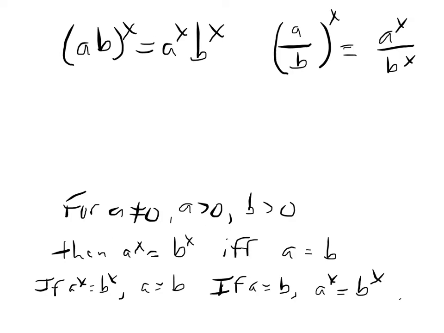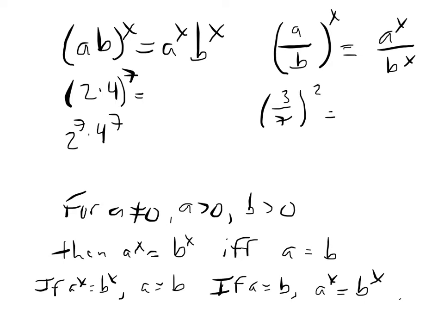Some other rules: if I've got a product being raised to a power, that's the product of raising each of the two factors to that power. For example, 2 times 4 to the 7th will equal 2 to the 7th times 4 to the 7th. And also, if we have a fraction raised to an exponent, that will be the numerator raised to that power over the denominator raised to that power. So, for example, 3/7 raised to the second is going to equal 3 squared over 7 squared.